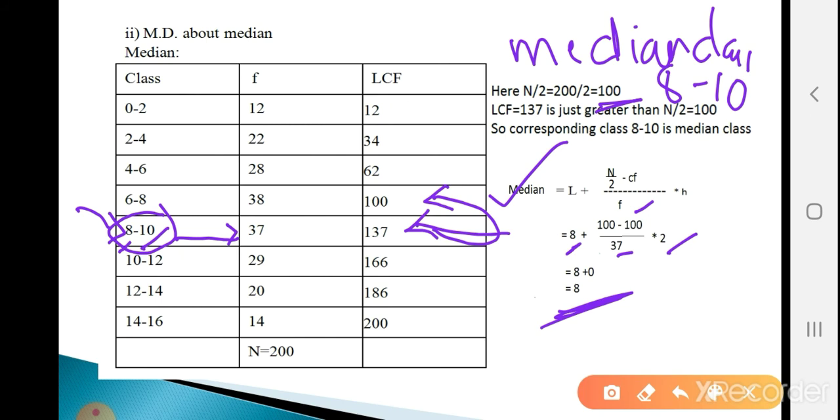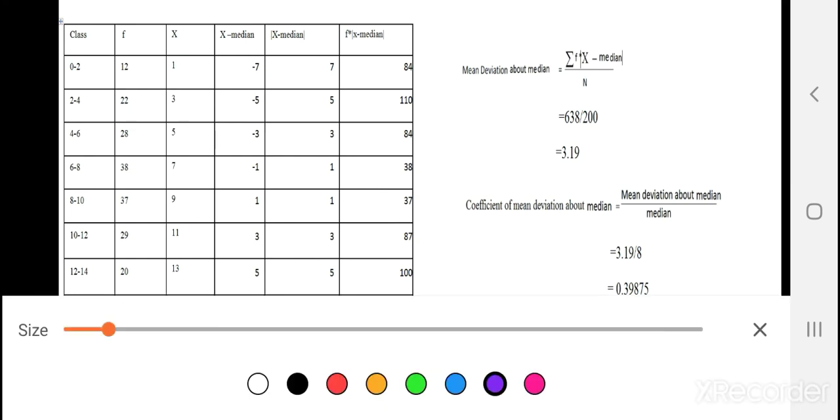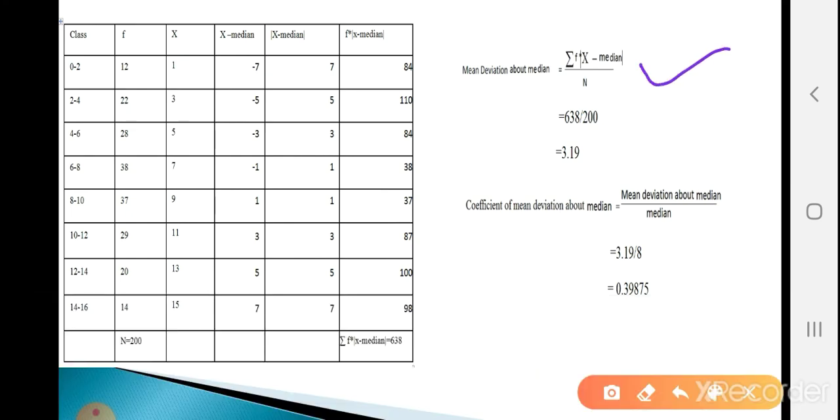Now calculate the mean deviation about median. So the formula is summation F into mod of x minus median divided by capital N. So here we need the values of summation F into mod of x minus median and capital N. Here the capital N is 200. Now make the column F into mod of x minus median. So first make the column x minus median, then mod of x minus median, and the last is F into mod of x minus median. Here the median value is 8.